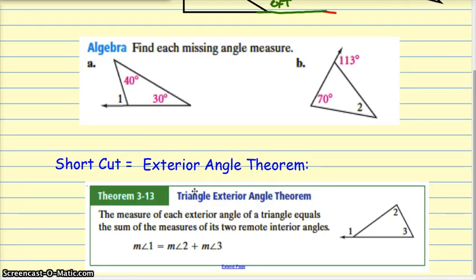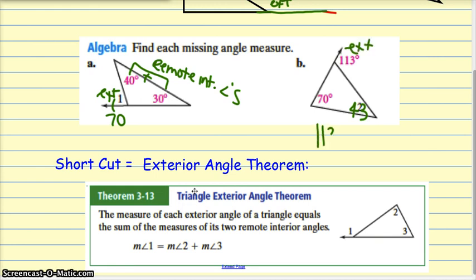The exterior angle is here. These 2 are remote interior angles. We figured out that the measure of angle 1 was 70. Those 2 added up was also 70. That's kind of your shortcut so that you don't need to get the line to be 180 and the triangle. Same thing over here for letter B. We ended up finding that the measure of angle 2 was 43, and it's because the exterior angle equals the 2 remote interior angles. So it does end up working out.